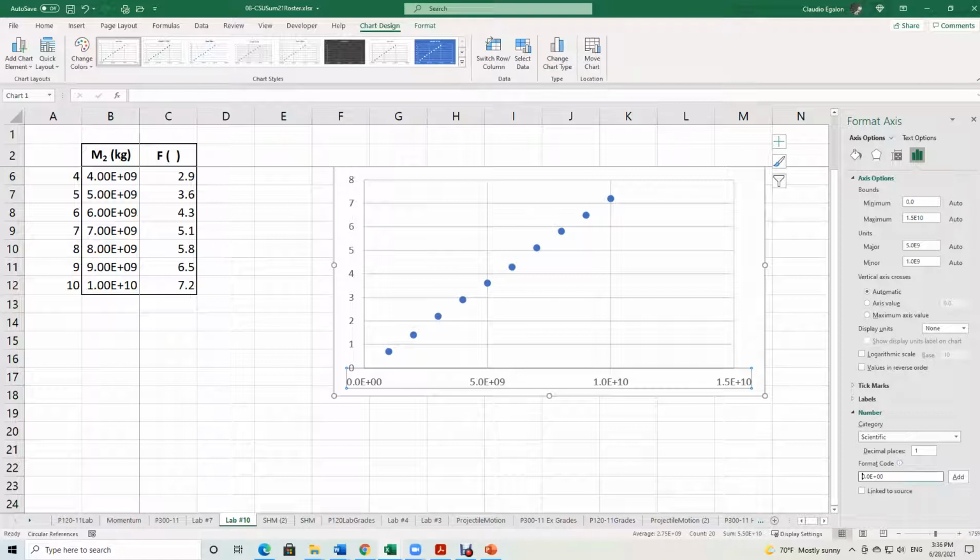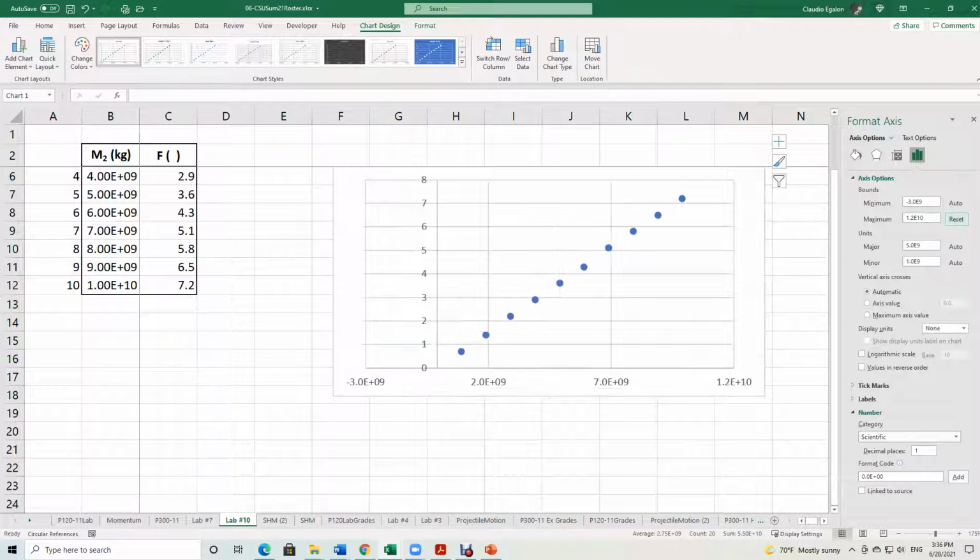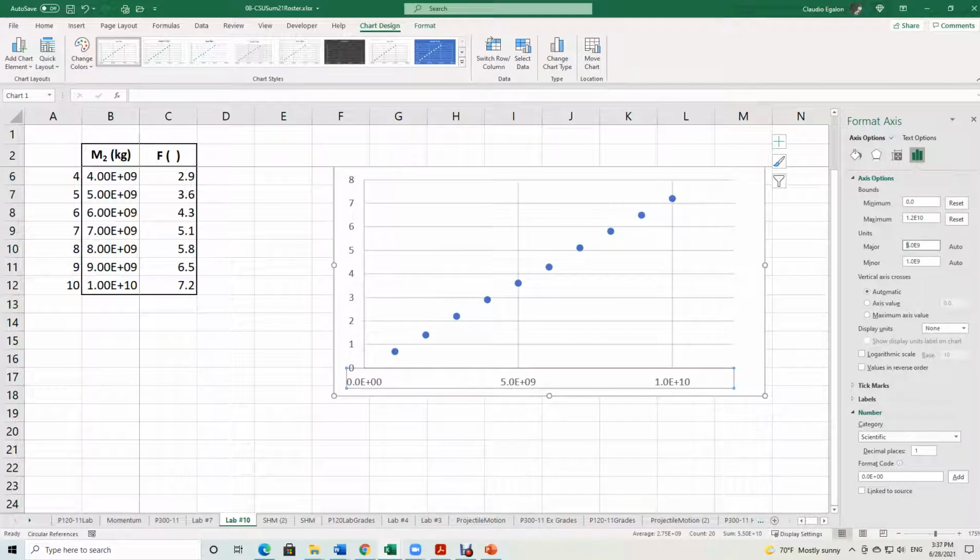We don't need to go all the way down to -1.5. We can go all the way up to 1.2. And we don't need to start at -3, right? We can start at 0. Then we change it also here to 2 instead of 5. Okay, I like that better.